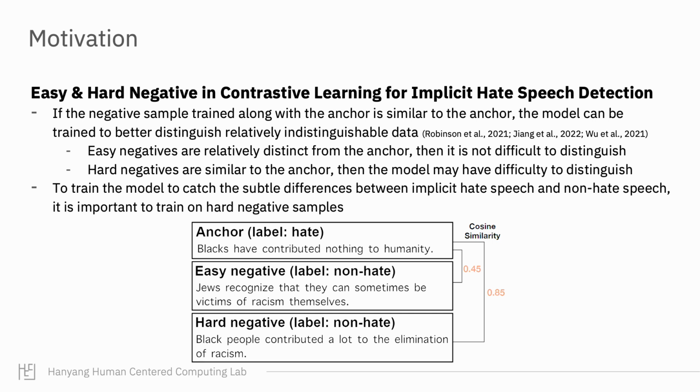According to previous studies, if the negative sample trained along with the anchor is similar to the anchor, the model can be trained to better distinguish relatively indistinguishable data. So, to train the model to catch the subtle differences between implicit hate speech and non-hate speech, it's important to train on hard negative samples. So, how can we consider these points in the training process?